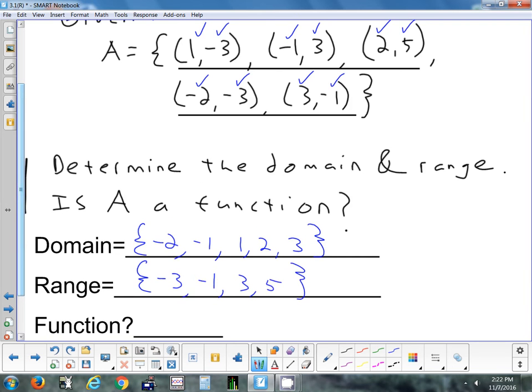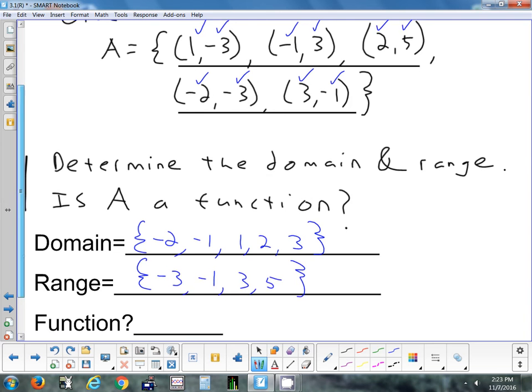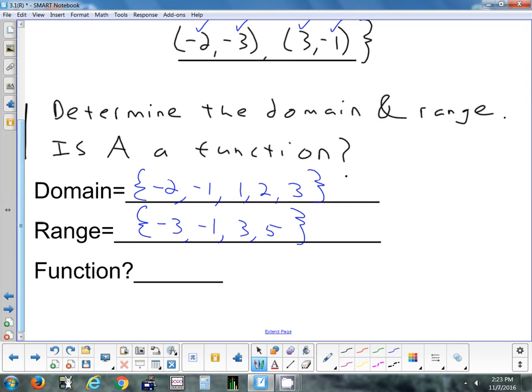Okay, did I have a repeat here? Okay, I did have a repeat. Which number was a repeat? Negative 3. Is that a repeat in the domain or a repeat in the range? That was a repeat in the range. Are repeats in the range okay? Yes. Where do we want to avoid repeats? In what? Domain. Okay, so this time, yes, this is a function.